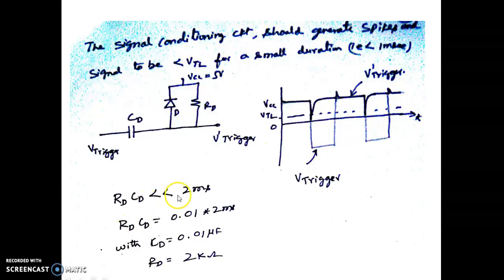So RD into CD should be far less than 2 milliseconds. I am writing this far less as 0.01 times 2 milliseconds. So we'll get some value. Assuming the value of CD to be 0.01 microfarad, the value of RD comes out to be 2 kilo ohms. So this way we can have a signal conditioning network which will generate the spikes, which is the desired trigger signal.